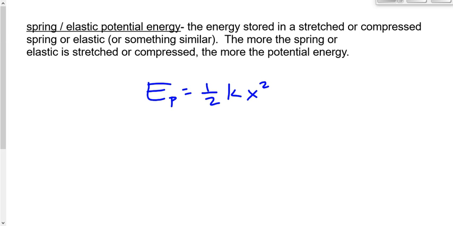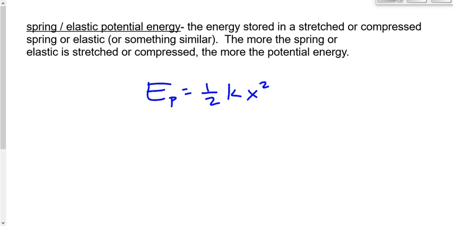So if you double X, you double the force that's required to pull it back, the restoring force. If you triple X, then you triple the restoring force. But if you double X, you quadruple the energy that's stored in it. If you triple the value of X, the displacement, then you're going to increase the energy stored by a factor of 9. So elastic potential energy, 1/2 kx squared.